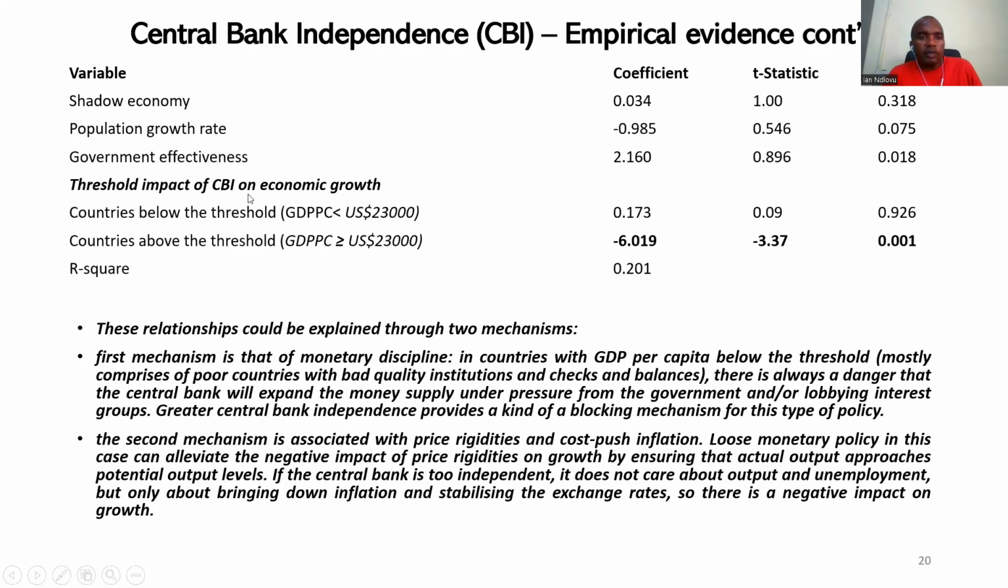And then the threshold impact of CPI on economic growth. For countries below US$23,000 GDP per capita, we discover that the impact is positive. The key thing is the signs of the coefficient. We don't dwell much on the statistical significance of the parameters. And then for countries above the threshold, the impact of central bank independence is negative.